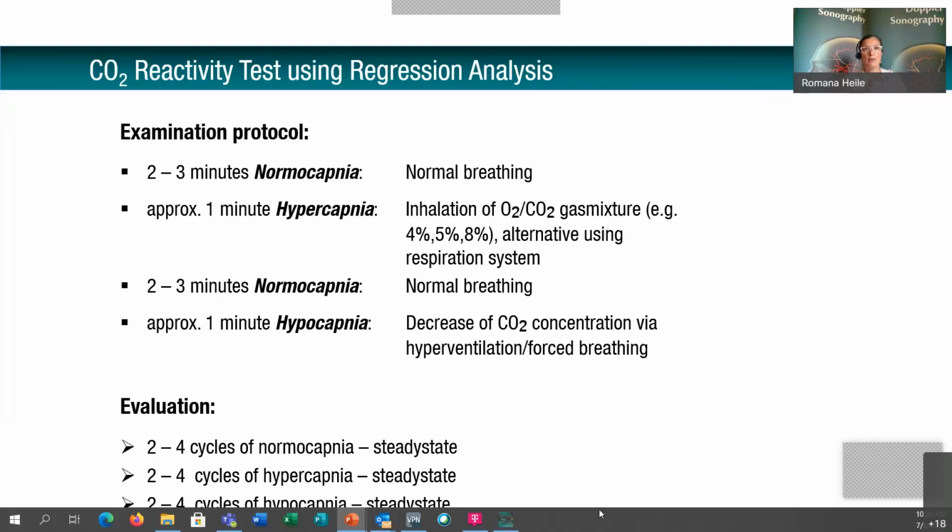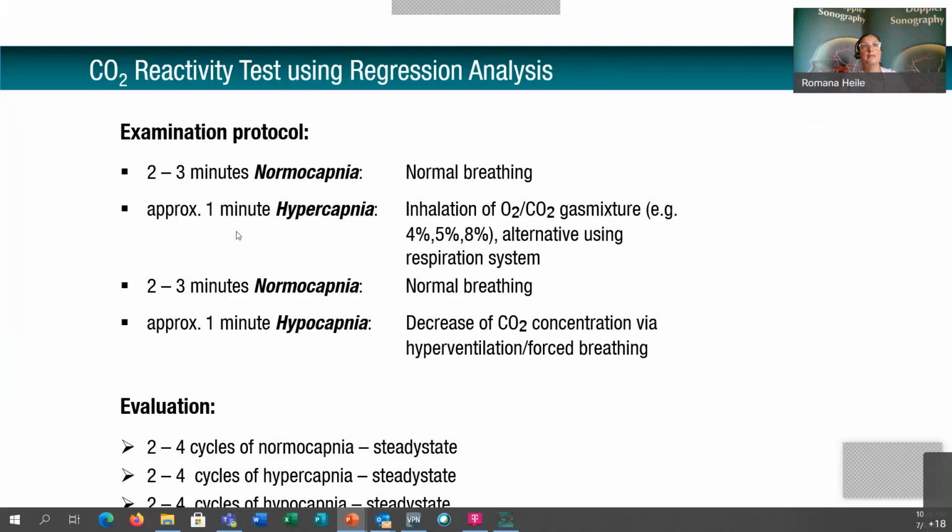After setting the monitoring fixation, we start recording on the software and let it run for a couple of minutes, and the patient has to breathe normally. For the test protocol, the minimum requirement is approximately 2 to 3 minutes of normal breathing using room air.